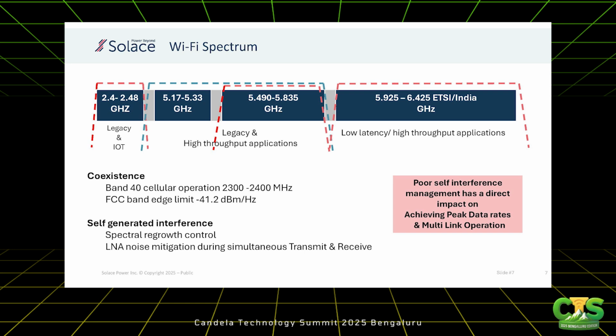Another important characteristic of this filter is that it avoids spectral regrowth of your transmit signal. And also, it limits the noise on the receiver. So especially for concurrent use cases when 6 gigahertz is transmitting and 5 gigahertz is receiving, you need those filters to have low noise in your receiver. So all these things would impact your multi-link operation, or also the ability to achieve higher peak data rates in your Wi-Fi system.